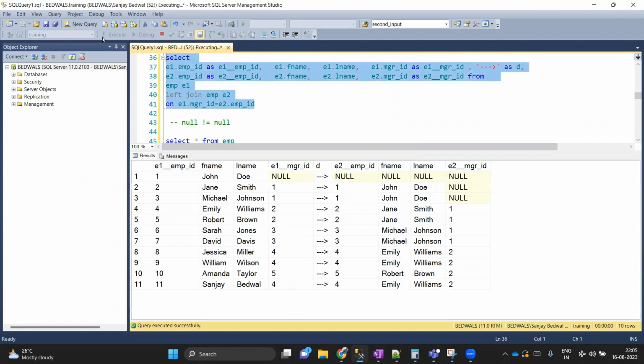Let me run it again. And here you can see that for the first record, because we did not have any matching record in the E2 table, null values got printed for each and every column of the E2 table. All right, I have already discussed that a null value is not even equal to itself.